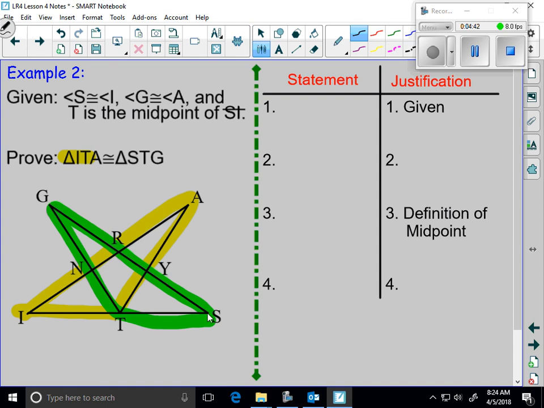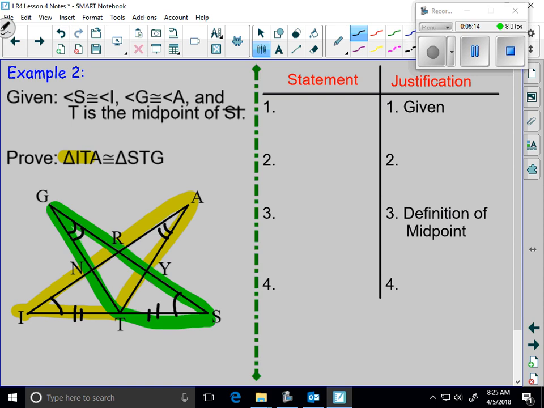Okay, so now let's do some marking. Angle S and angle I are congruent. S and I. Angle G and angle A are congruent. Okay, I got 2 angles in both of those. I just need a side, right? And that side needs to be placed appropriately. Let's see what we got. T is the midpoint of SI. So that means this.